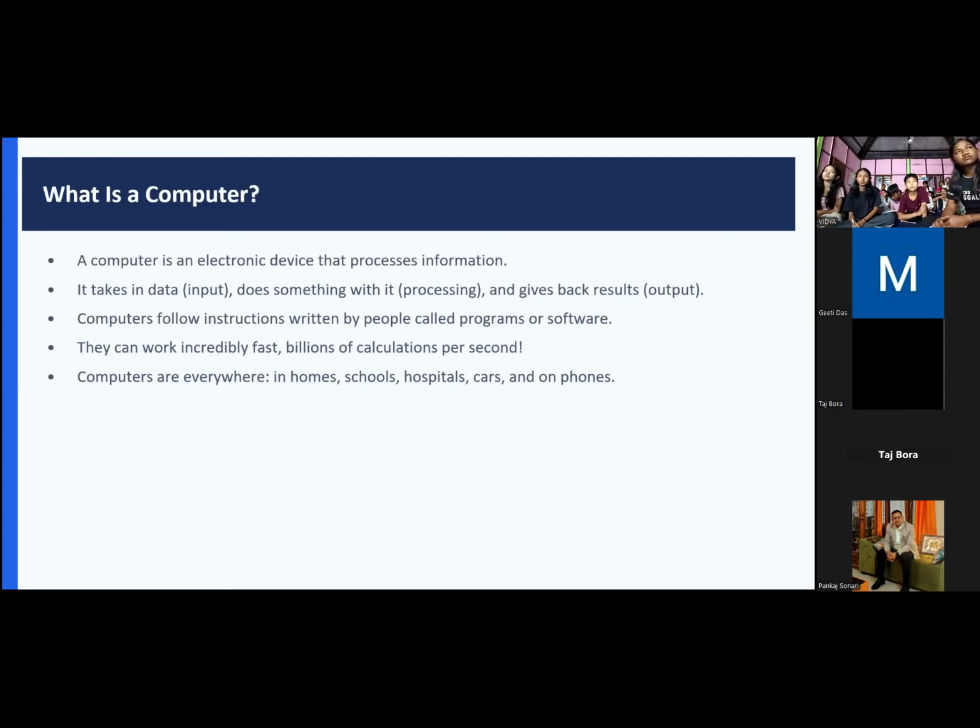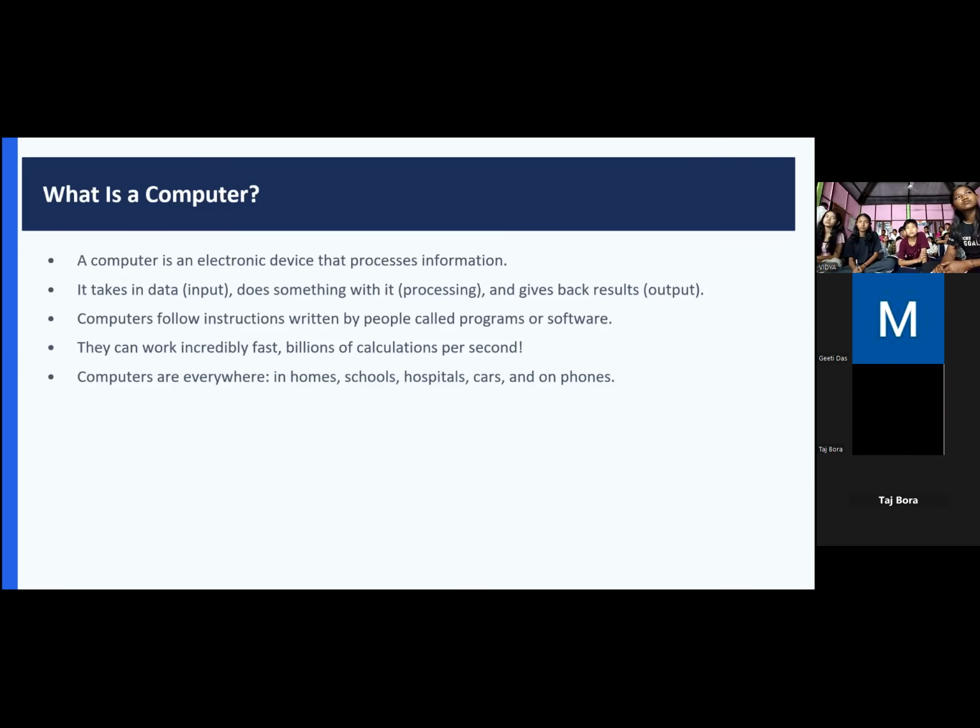And then another thing that computers do is they follow instructions written by people called programs or software. So we ourselves will be writing instructions that computers will be following. So it'll be really interesting when we get later into the course. And then computers work incredibly fast. They run billions of calculations and algorithms per second. So in the time it takes you to blink, they are already running billions of calculations.